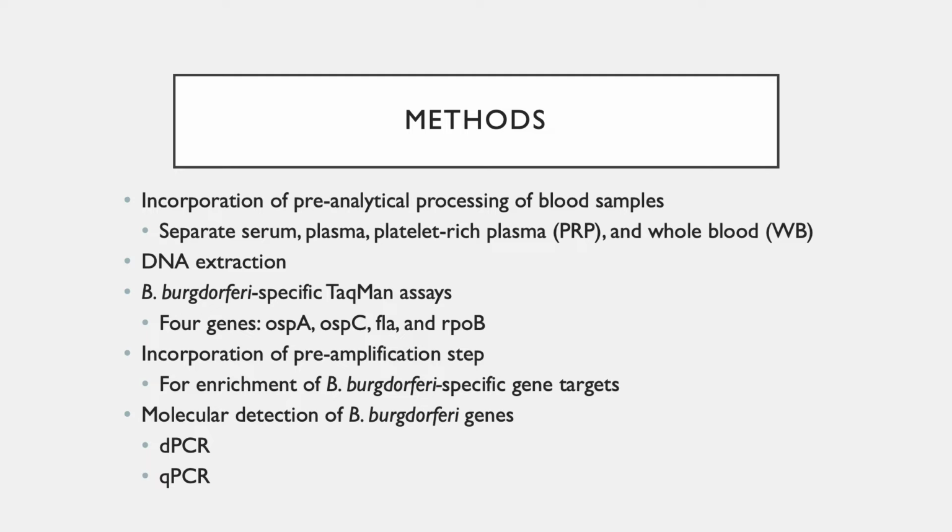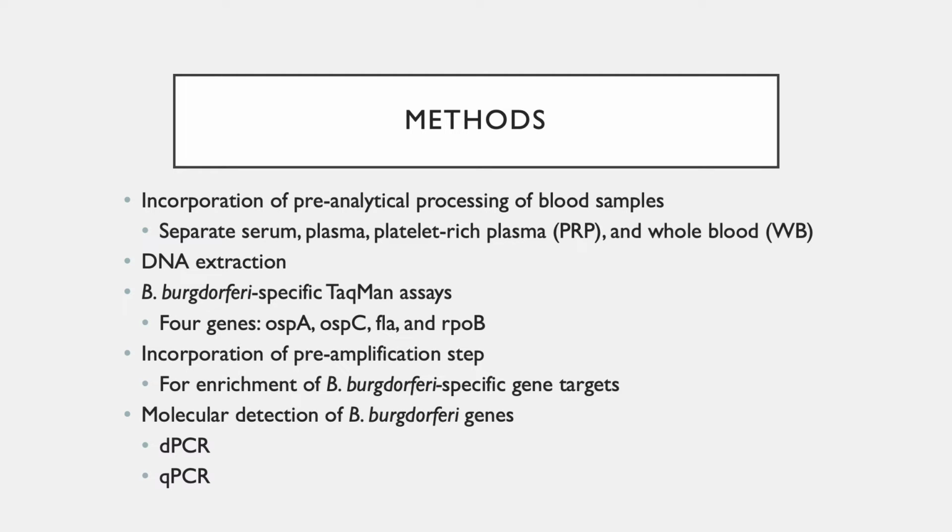Bioinformatics was used in order to identify a unique Borrelia burgdorferi gene sequence to be used in the TaqMan assays, and Borrelia burgdorferi strain 31 was the source sequence chosen for each of the 4 genes. A pre-amplification step was done in order to enrich the DNA extracted, and molecular detection of the genes was done by digital PCR and qualitative PCR. Digital PCR was performed on a Biomark platform, and qualitative PCR was performed on a QuantStudio 7-Flex real-time system.